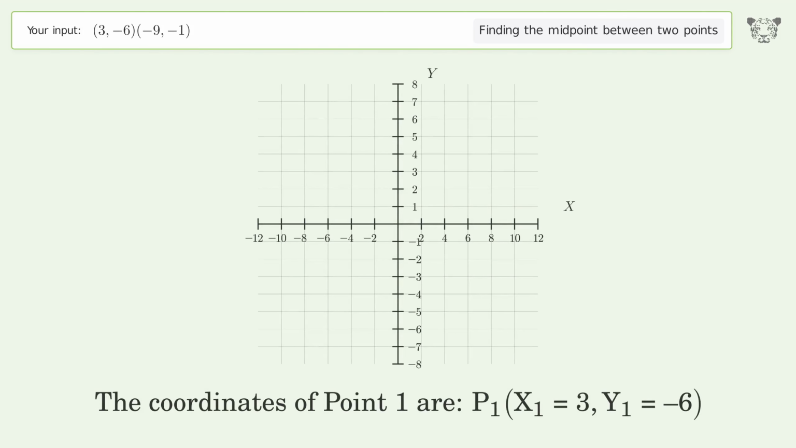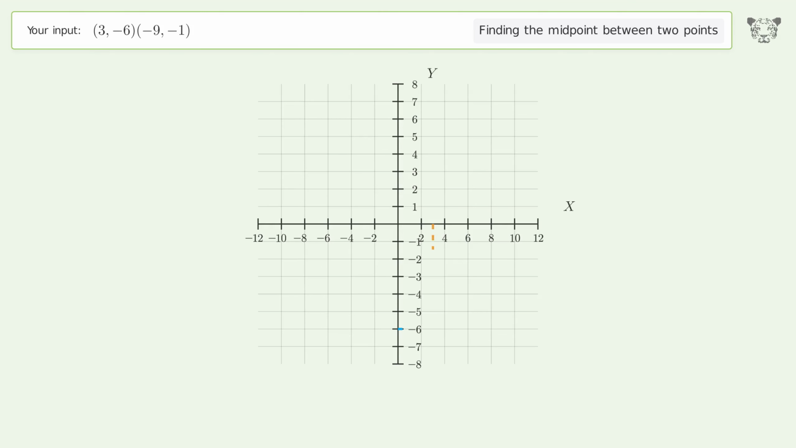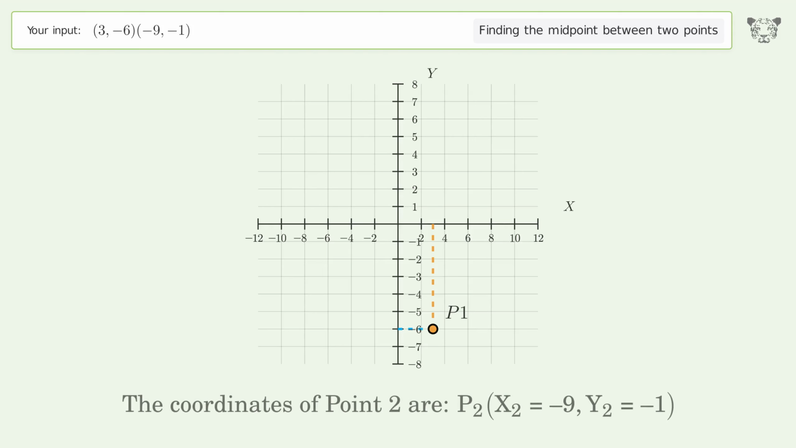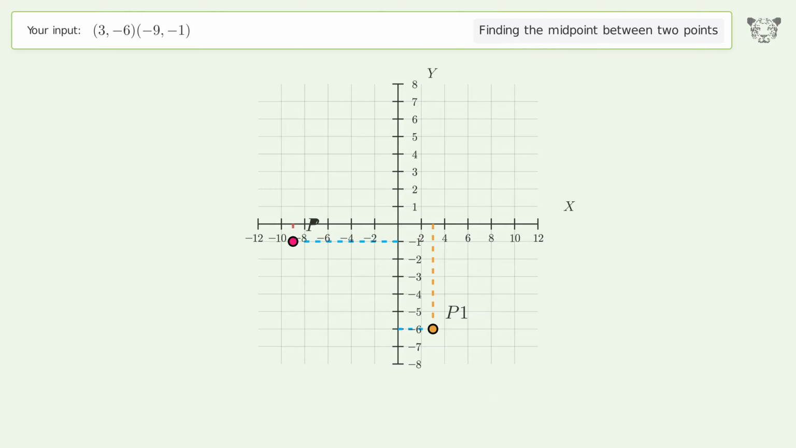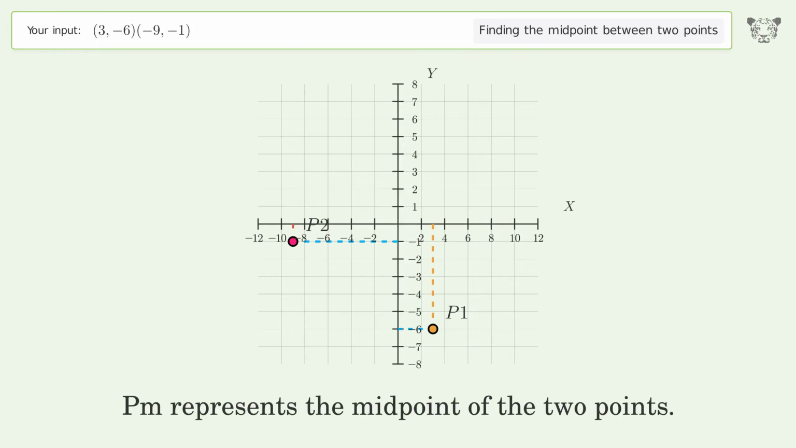The coordinates of point 1 are x1 equals 3, y1 equals -6. The coordinates of point 2 are x2 equals -9, y2 equals -1. PM represents the midpoint of the 2 points.